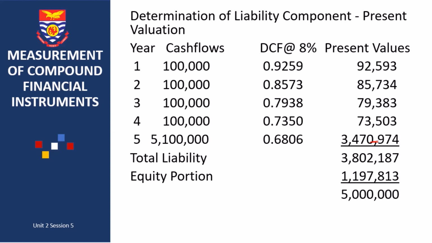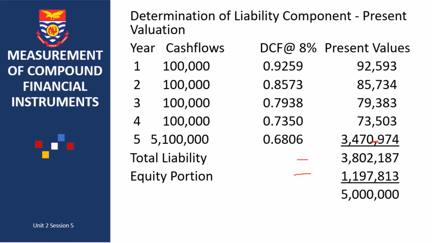3,802,187. Then you take this amount from the total 5 million that was issued. The difference is the equity portion, 1,197,813. So what you did here is the splitting. You have split it into each component part, liability and then the equity. So the liability is what you have to repay. So this is the initial measurement.